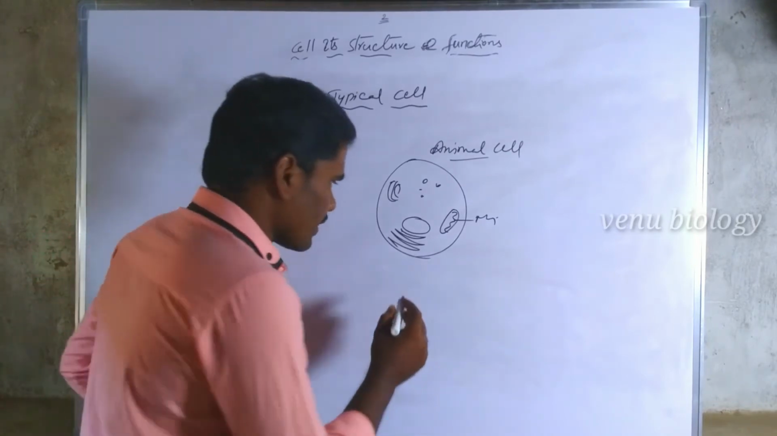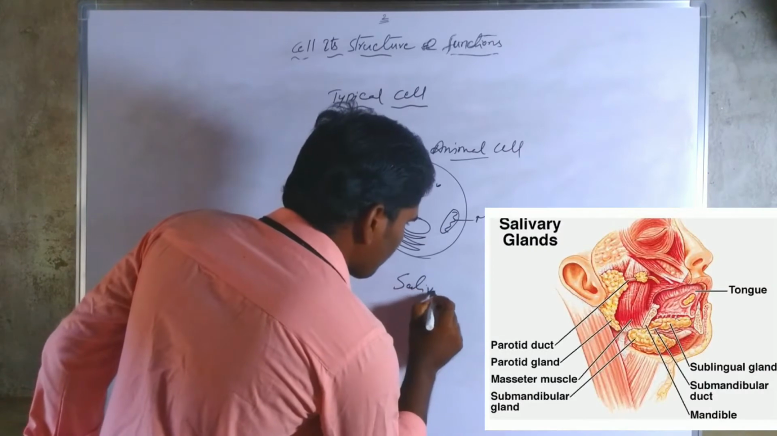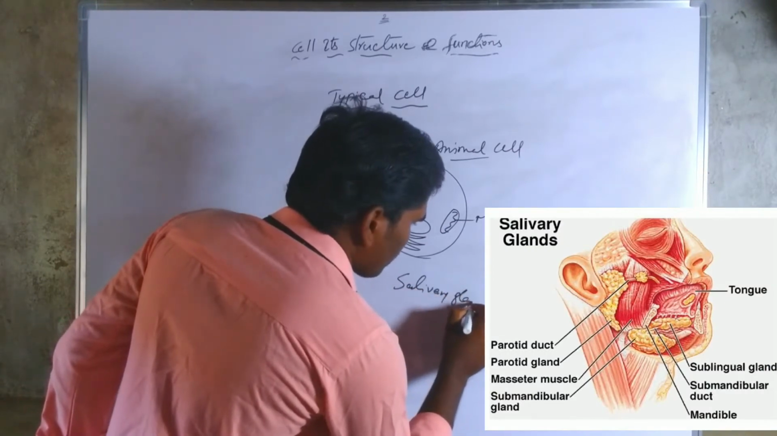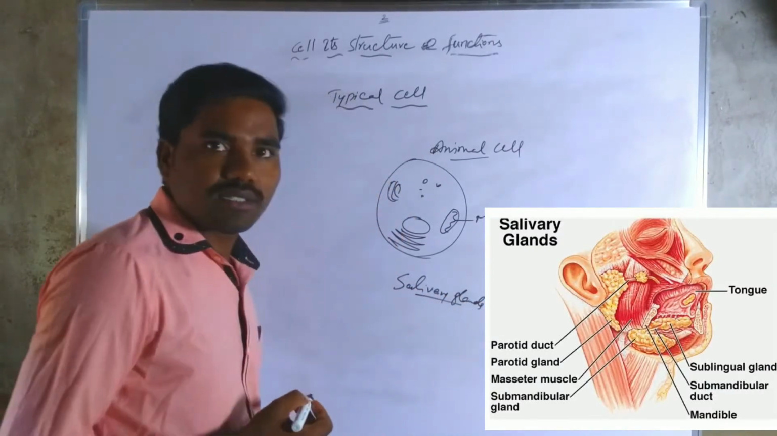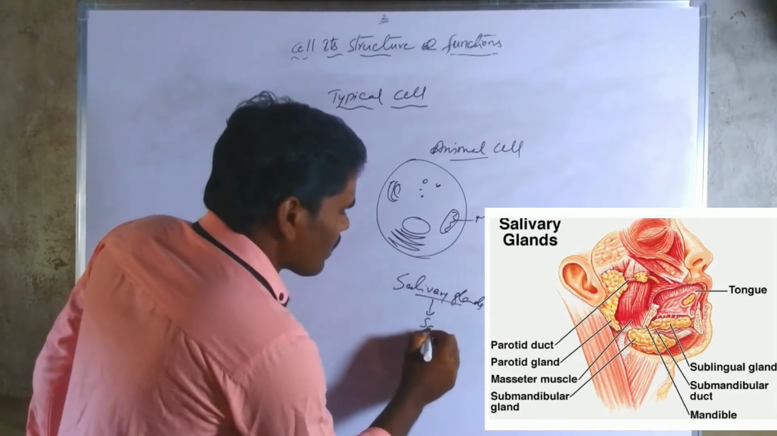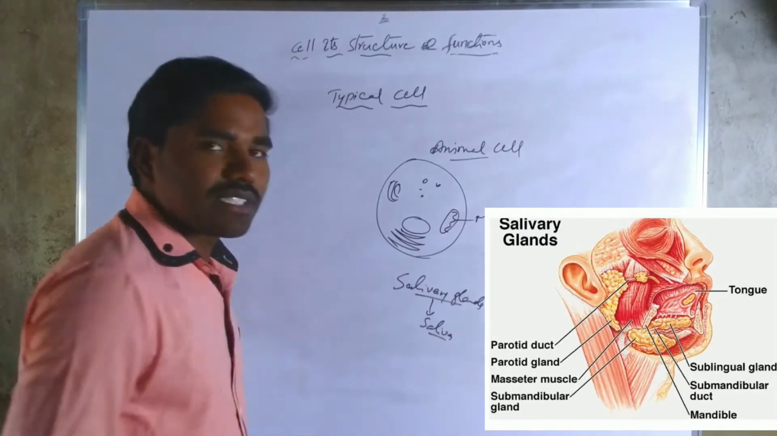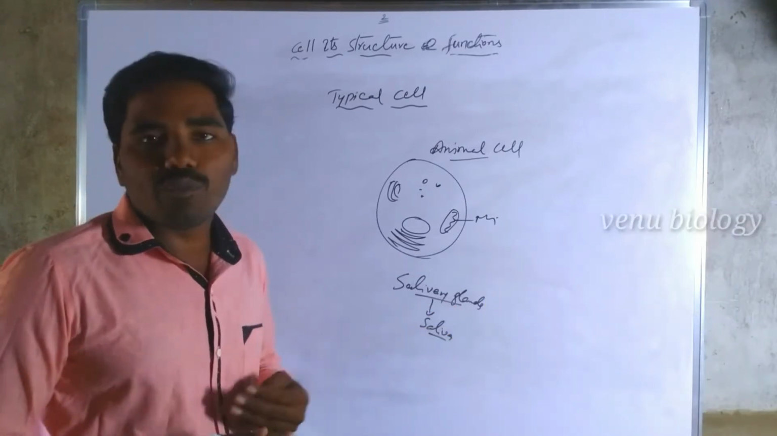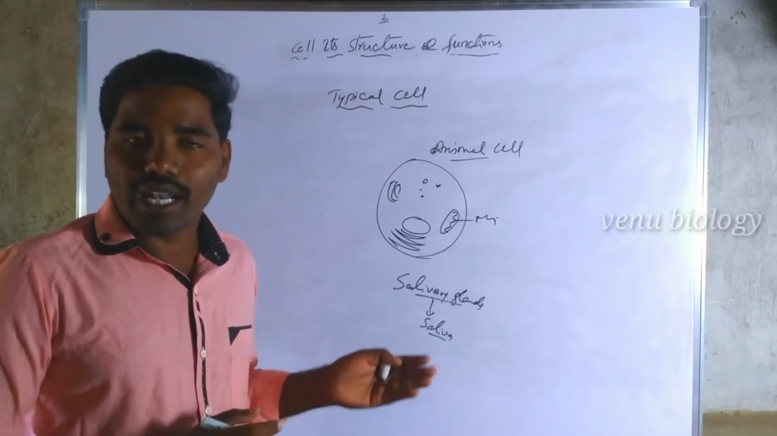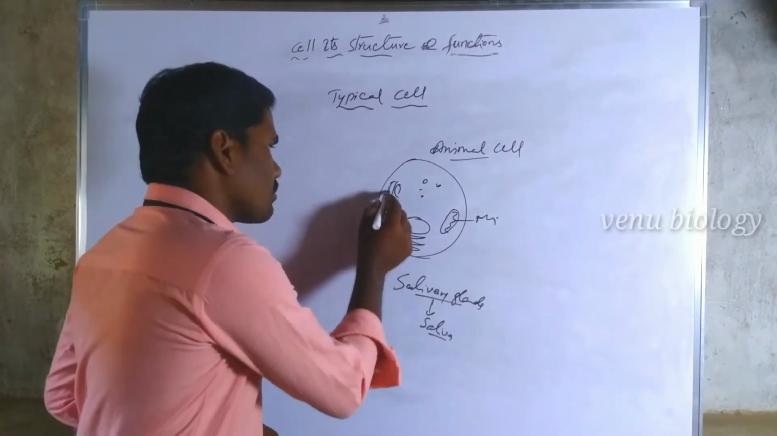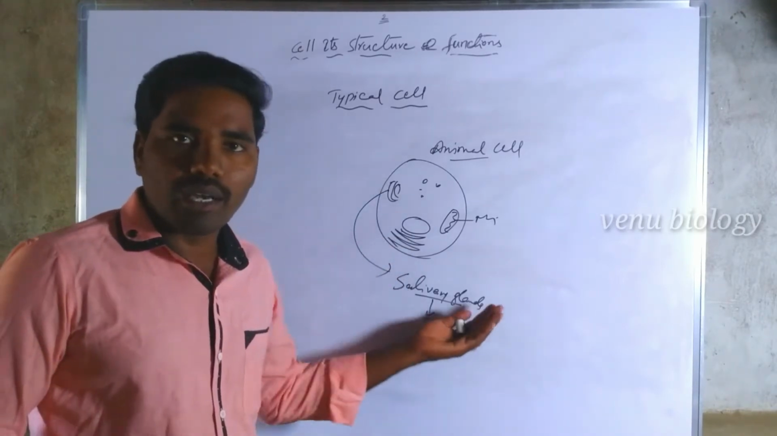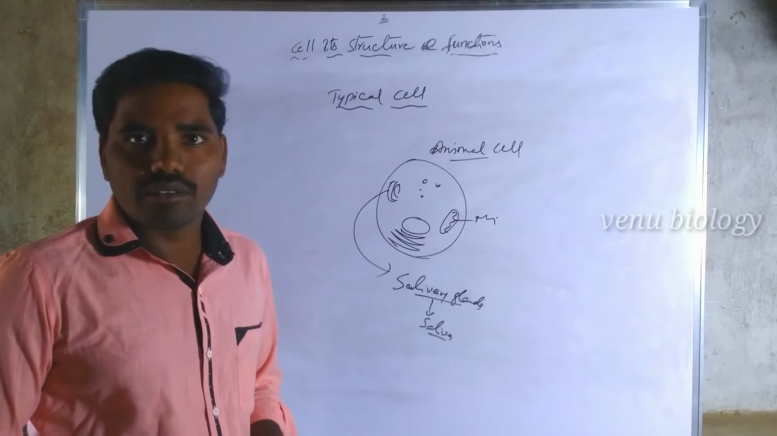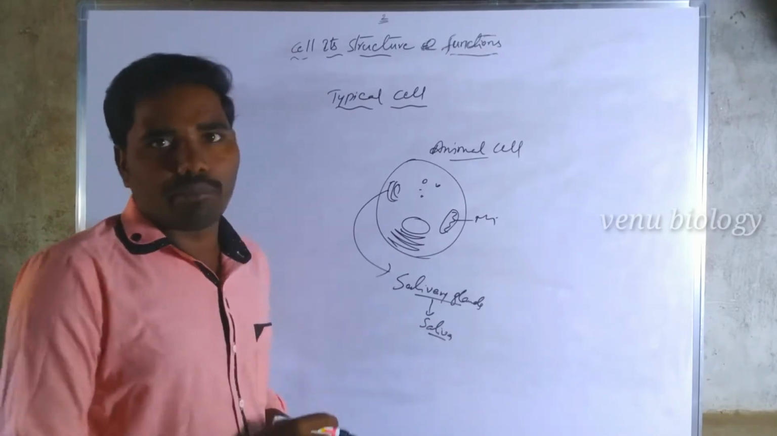For example, if we take the salivary glands, what is the function of the salivary glands? It secretes the saliva. That is the function of the salivary glands. Here the gland cells have more Golgi bodies when compared with other cell organelles. So they have more in number.